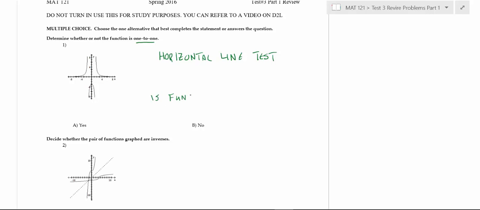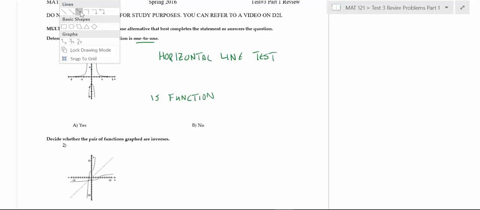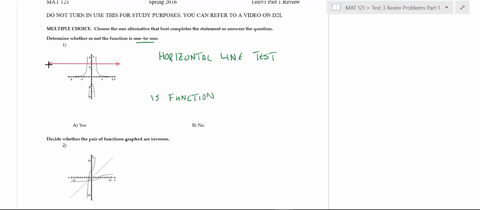But if you take horizontal lines through this, it's going to fail. And all you've got to do is find one line that fails. So if I take a horizontal line like that, notice that it's going to cross through 2 points. So that would be no as the answer to that problem.